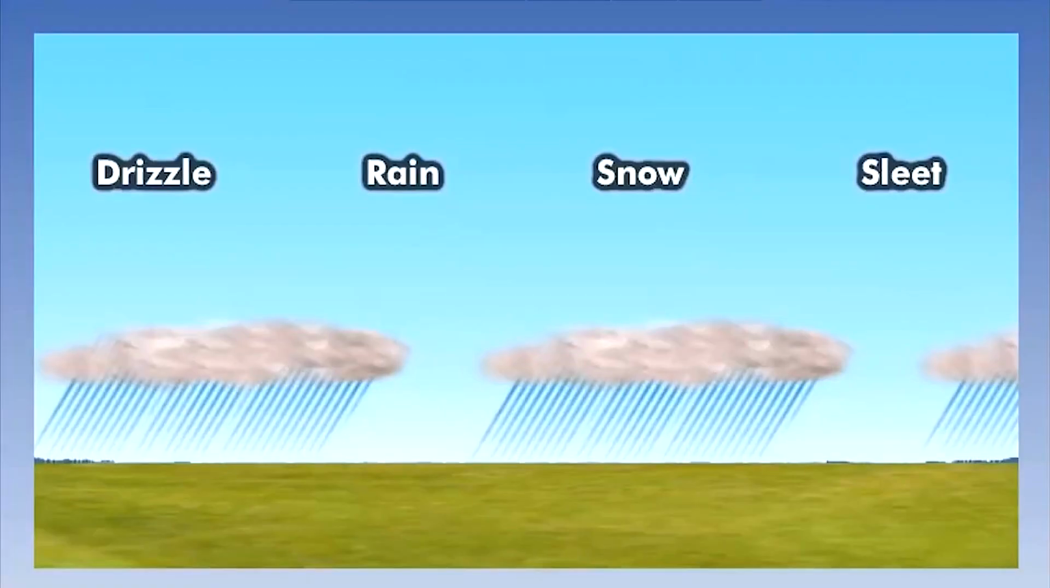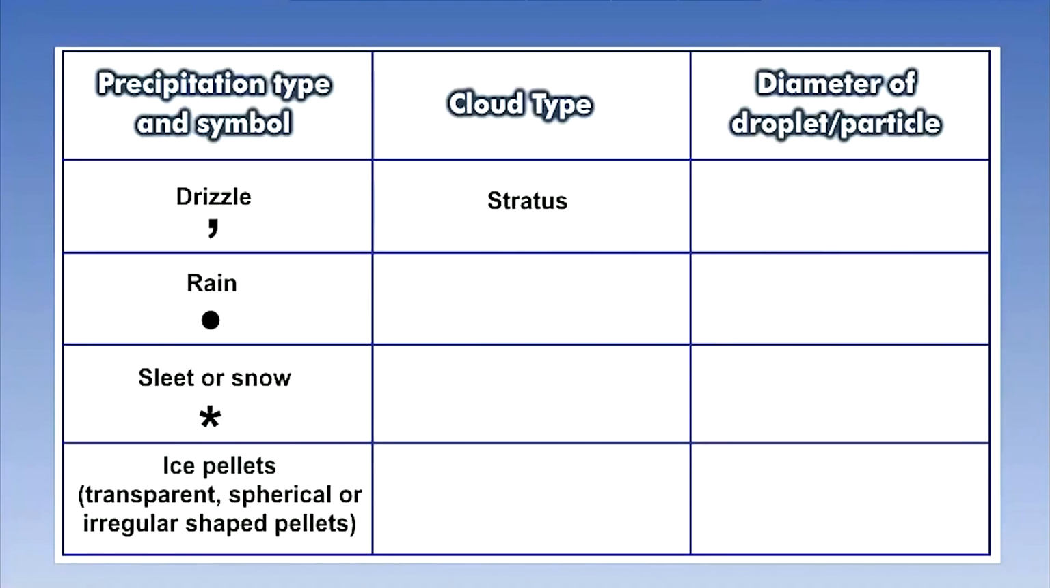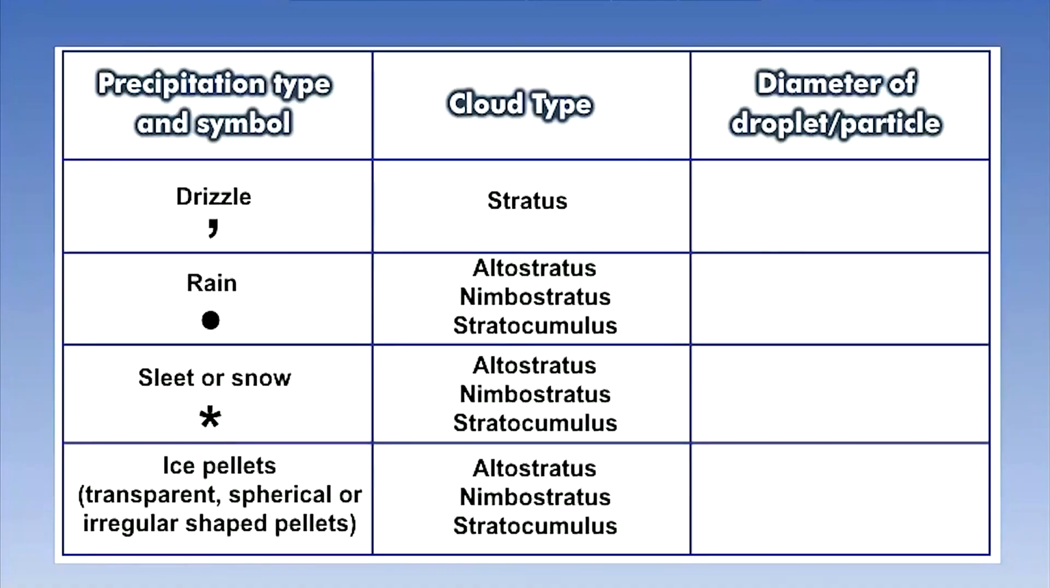Here are the types of dynamic precipitation and the clouds we expect them to fall from. Drizzle falls from stratus cloud. Rain, sleet, snow and ice pellets are all mainly produced from outer stratus or nimbostratus clouds and occasionally thick stratocumulus.